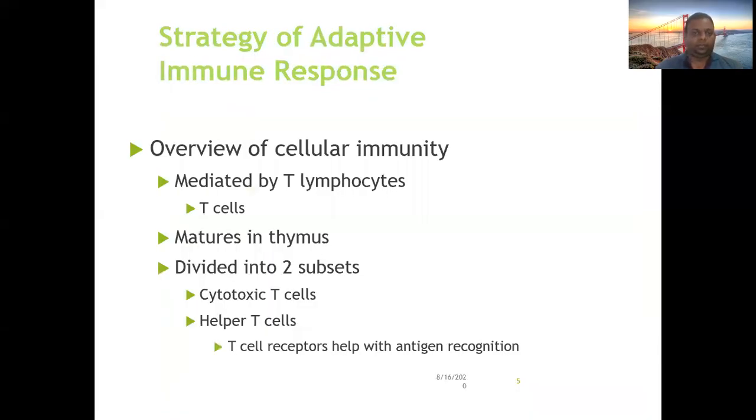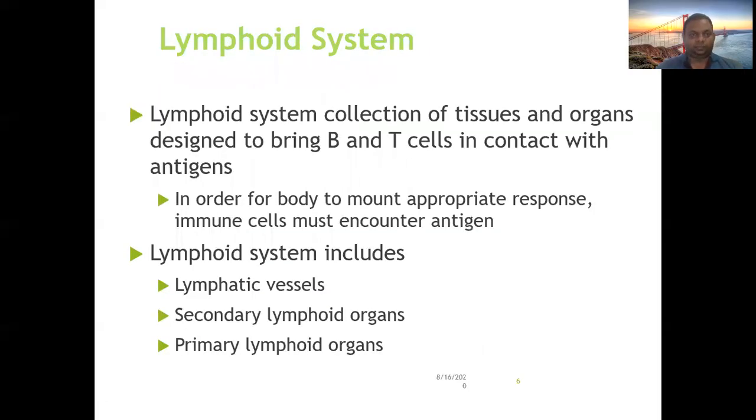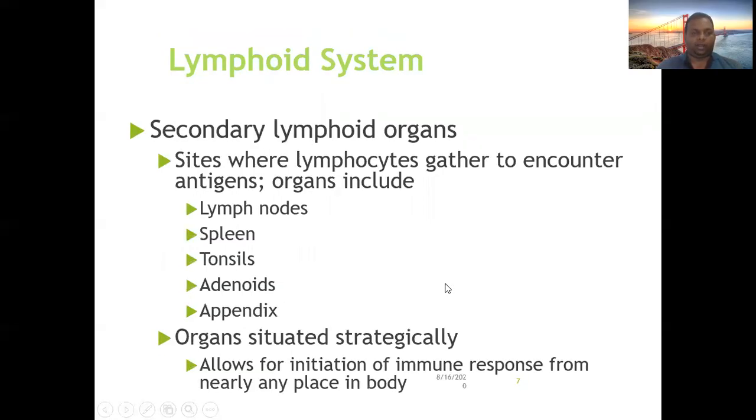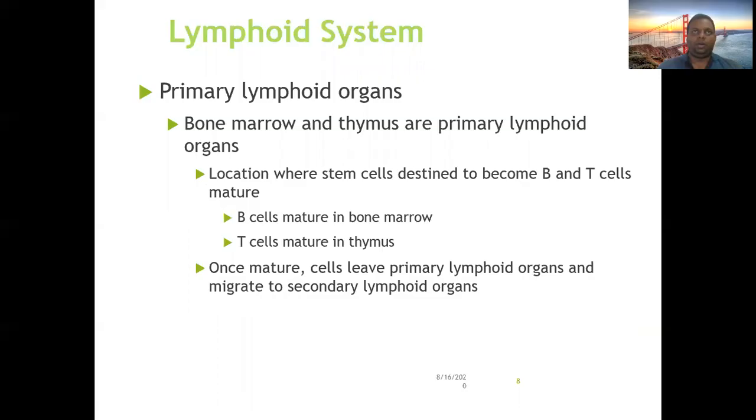That's how it goes. So about the overview of cellular immunity, it's mediated by T cells, T lymphocytes matured in the thymus, divided into two subsets, cytotoxic, denoted TC, or helper T cells, TH. T cell receptors help in antigen recognition, as I said earlier. A bit on the lymphoid system, which I think you know from the introduction to immunology we discussed. It contains lymphatic vessels and secondary and primary lymphatic organs. Secondary lymphatic organs are lymph nodes, spleen, tonsils, adenoids, even the appendix. These organs are situated strategically, allowing initiation of an immune response from nearly any place in the body. Primary organs are the bone marrow and thymus.